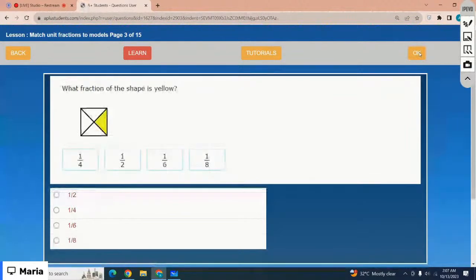What fraction of the shape is yellow? Which is the correct option? The shape has total 4 portions, right? Only one of them is yellow. So you can write it as 1 out of 4. The correct option is 1 out of 4. Option number 2 is the correct option, right?